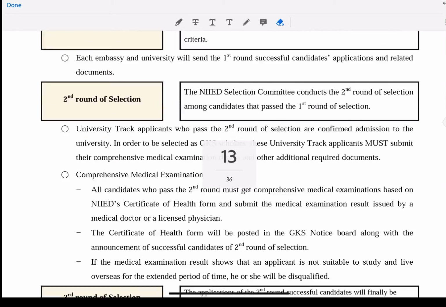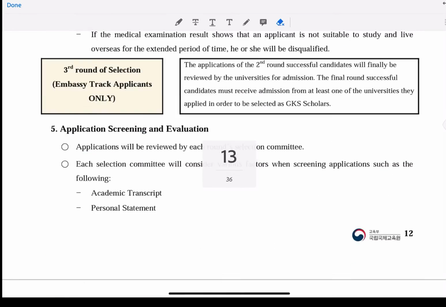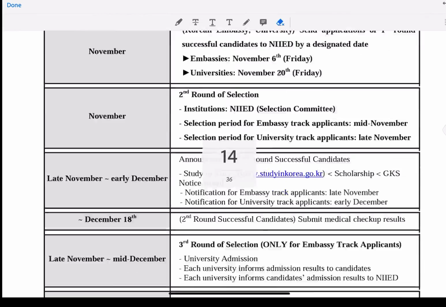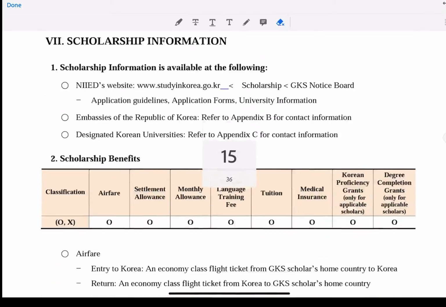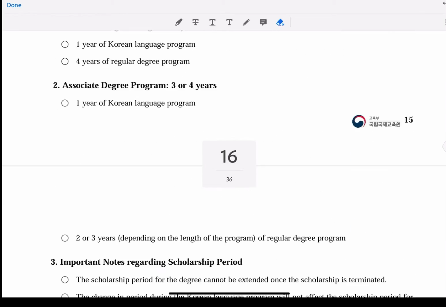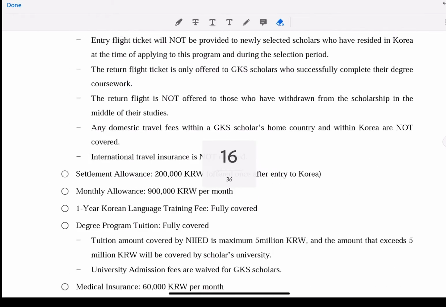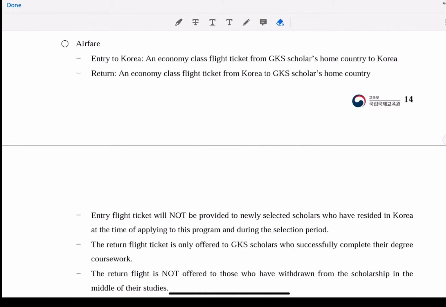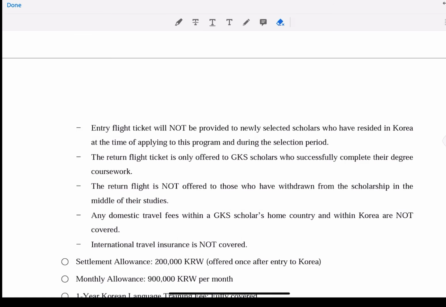For the selection round, the documents that you need to submit in different rounds are also included here along with the form. And also the benefits of the scholarship are mentioned here, like the airfare ticket from your home country to Korea is offered, and also after you complete your study, an economy class flight ticket from Korea to your home country is also offered to you. But this ticket is not offered to those candidates who are already residing in Korea. For example, in my case also, when I applied for this scholarship, I was already living here in Korea, so I was not given that.